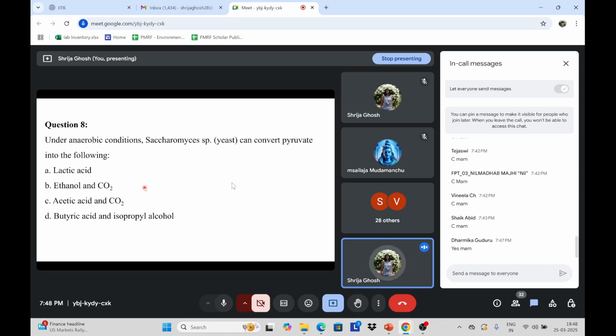Under anaerobic condition, Saccharomyces species, that is yeast, can convert pyruvate into the following. So yeast can convert pyruvate into one of the following compounds under anaerobic, anoxic condition. Option A is lactic acid. Option B is ethanol and CO2. Option C is acetic acid and CO2. And option D is butyric acid and isopropyl alcohol.